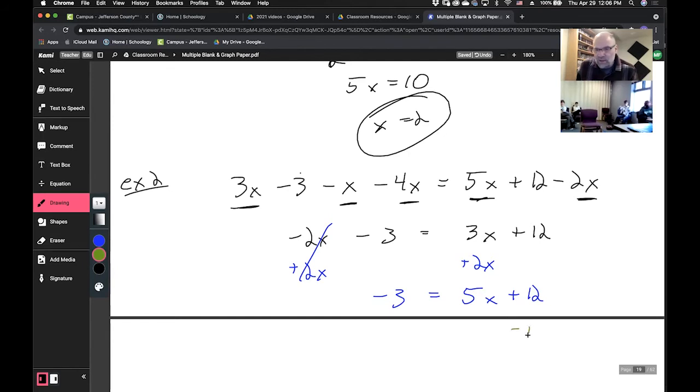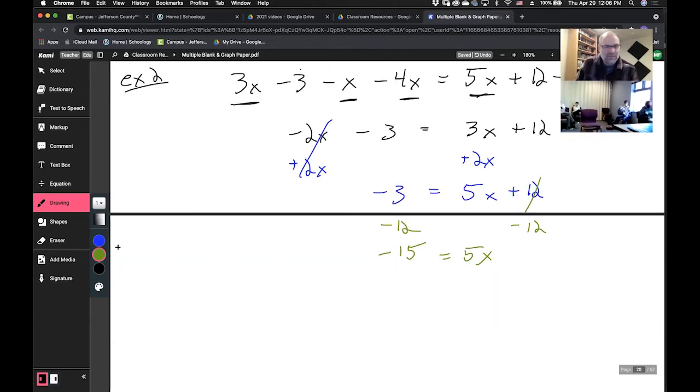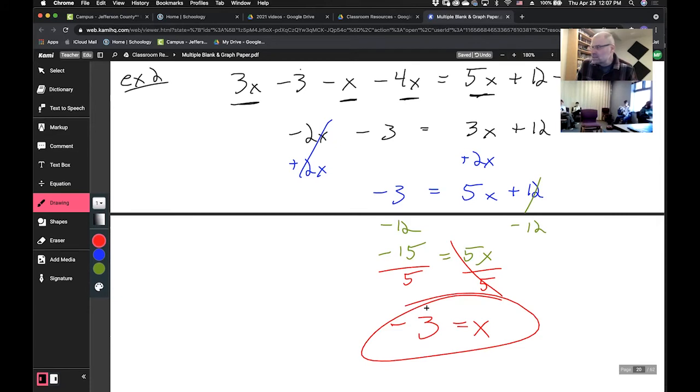So get rid of the 12 by subtracting, right? So we get 5x equals negative 3 minus 12 is negative 15. Last step, divide by the variable's coefficient, which is the 5. So x equals a negative divided by a positive is negative. 15 divided by 5 is 3. So x equals negative 3. I think that's right. Looks right. The book said, oh yeah, we're right.